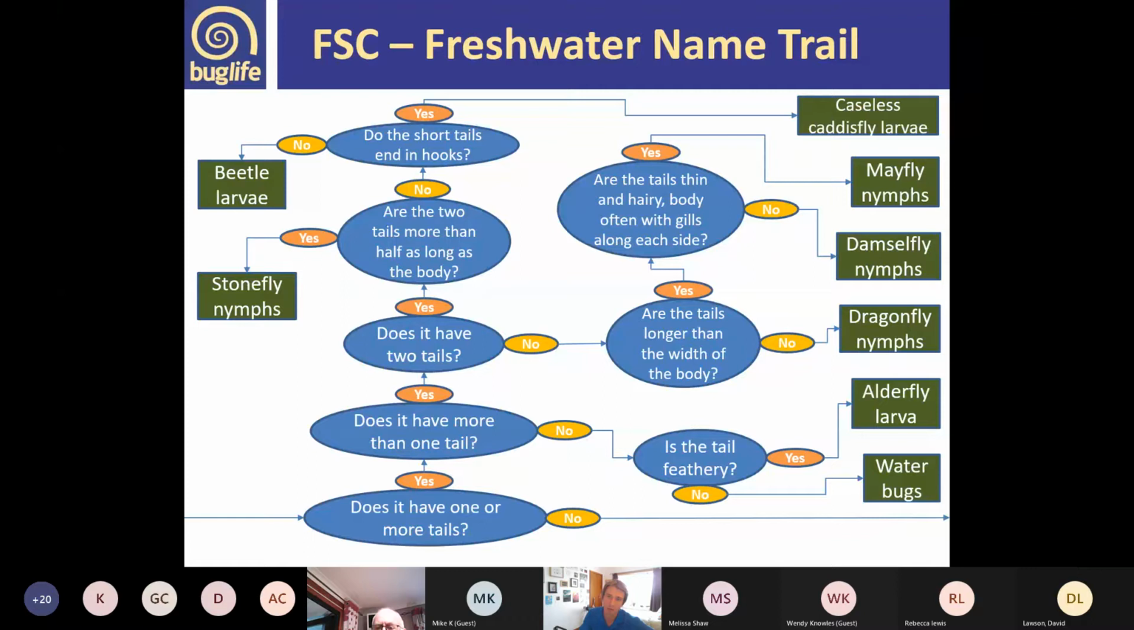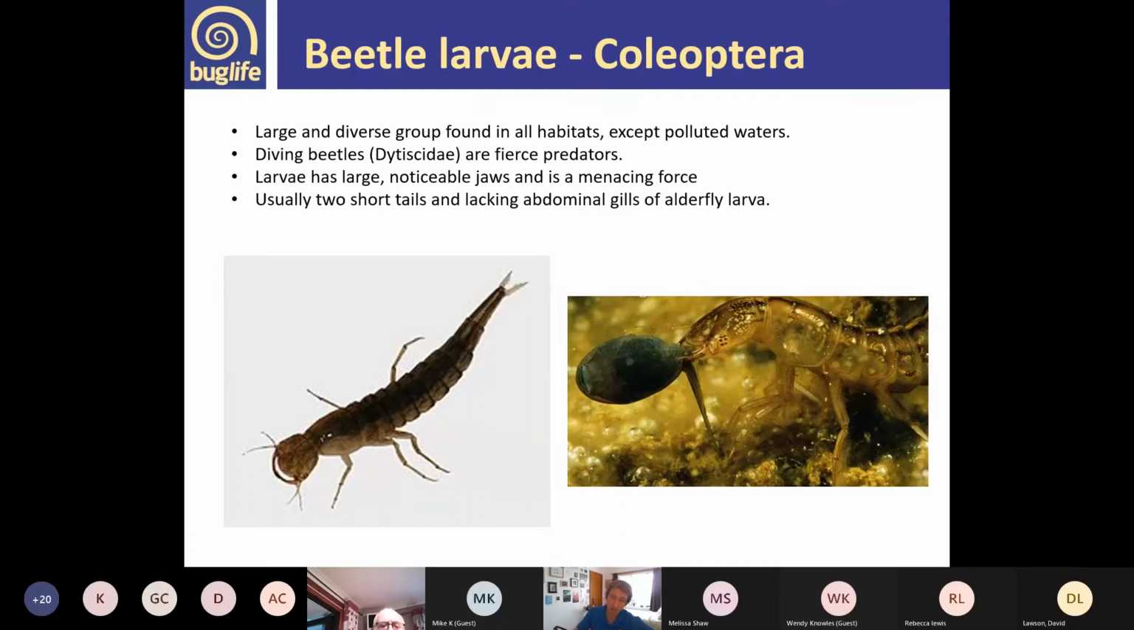Moving on to beetle larvae. Beetles are the largest order of all animals in the world. There's approximately 400,000 coleopterans or beetles known, which represents about a quarter of all known animals, which is a remarkable statistic. They're found in all habitats except heavily polluted water.